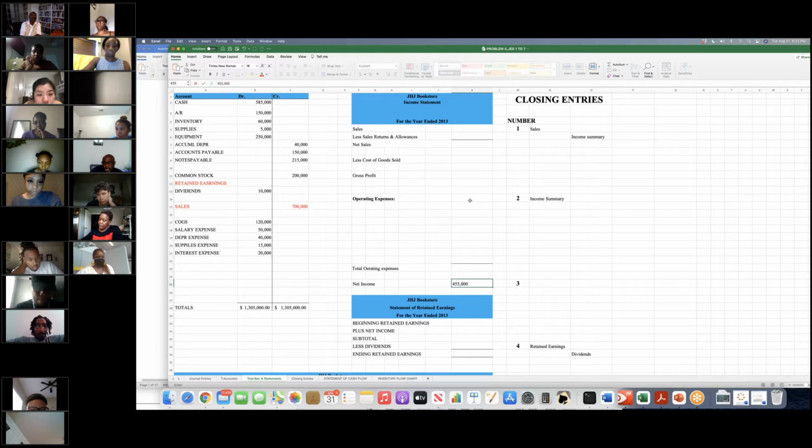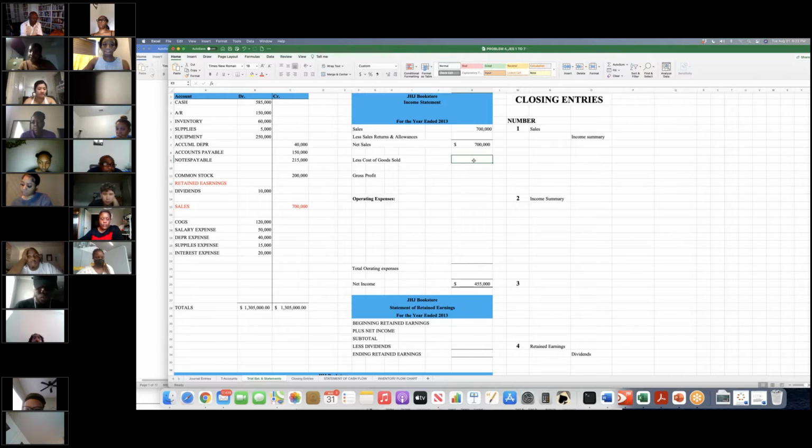So let's see if we can get the 455,000. What's sales? 700,000. So we don't have any returns and allowances. No. What's cost of goods sold? 120,000. So what's our gross profit? That should be 700 minus 120, 580,000.